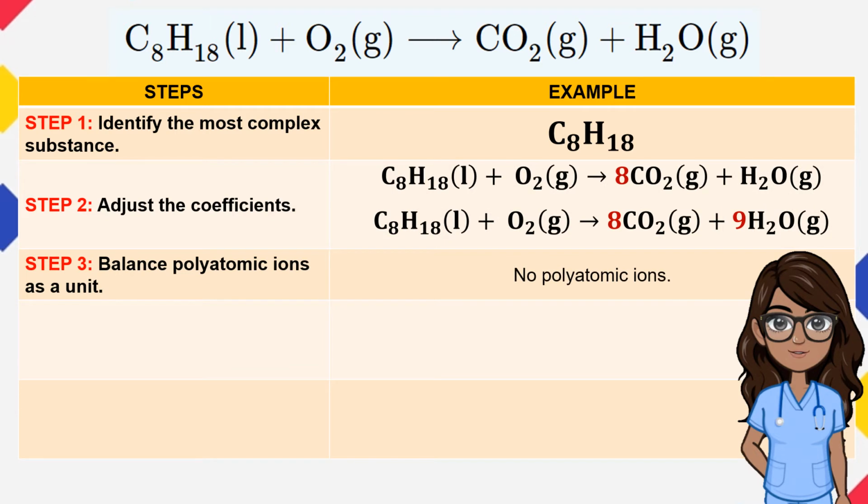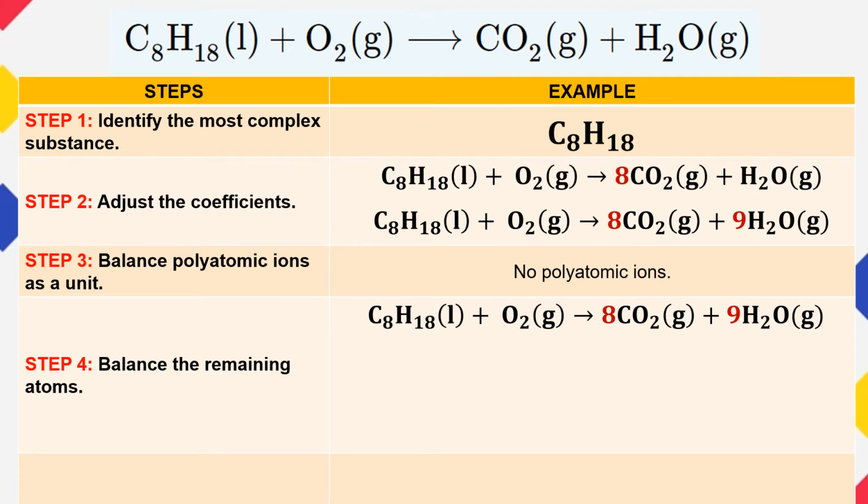Step 3 is to balance polyatomic ions as a unit. Obviously, there are no polyatomic ions to be considered in this reaction. For step 4, we have to balance the remaining atoms. The carbon and hydrogen atoms are now balanced, but we have 25 oxygen atoms on the right and only 2 oxygen atoms on the left.